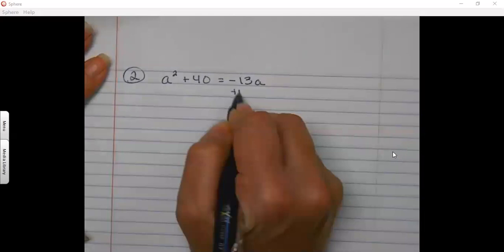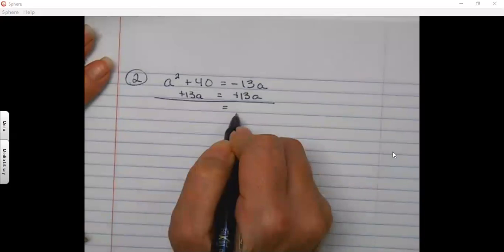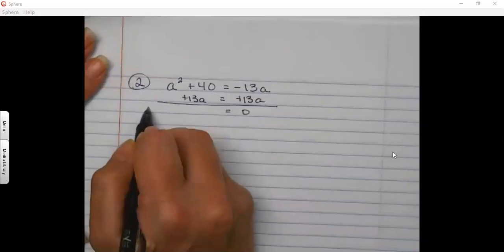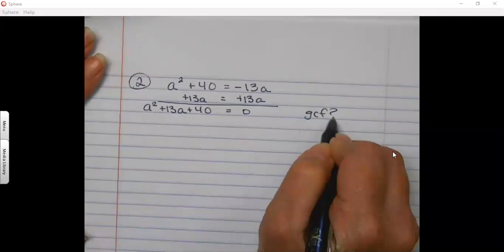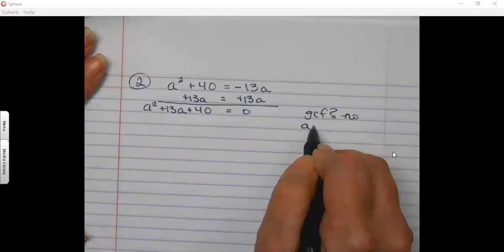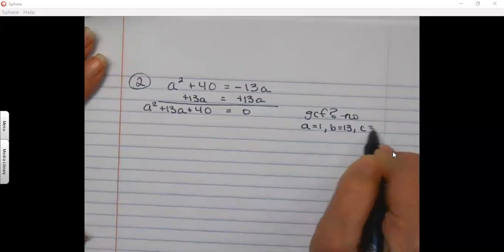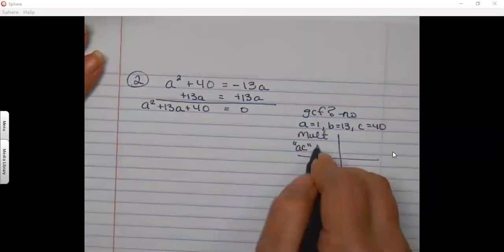All right, so I'm going to add 13a because we want it set equal to 0. So negative 13a plus 13a is 0. On the left side, tell me what to write in order for standard form. All right. Do we have a GCF? Okie dokie. What is A? What is B? What is C? So we're going to want two numbers that multiply together to give us A times C, which is positive 40, right? And two numbers that add to give us B, which is positive 13.